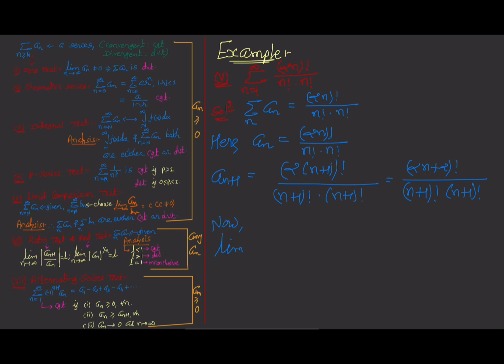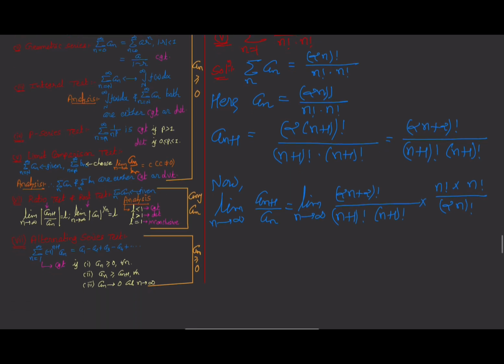Limit n tends to infinity a_{n+1} upon a_n. So what is this? Limit n tends to infinity a_{n+1} is (2n+2) factorial divided by (n+1) factorial into (n+1) factorial, divided by a_n, that is multiplied by n factorial into n factorial divided by (2n) factorial. So let us see what this quantity is.